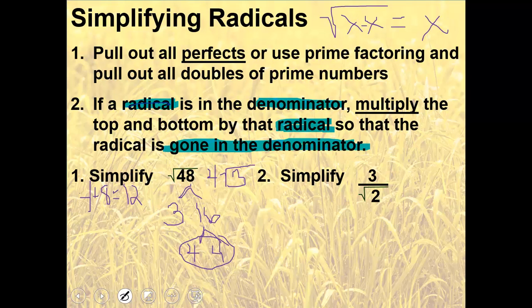Now we have to simplify the square root of 3 over the square root of 2. All right? So I have that pesky little radical in the denominator, and I can't simplify it at all. I can't remove it. So what I do is I force it to be a perfect square by multiplying it by itself. Whatever I do to the bottom, I must do to the top. It's a little mathematical gymnastics.